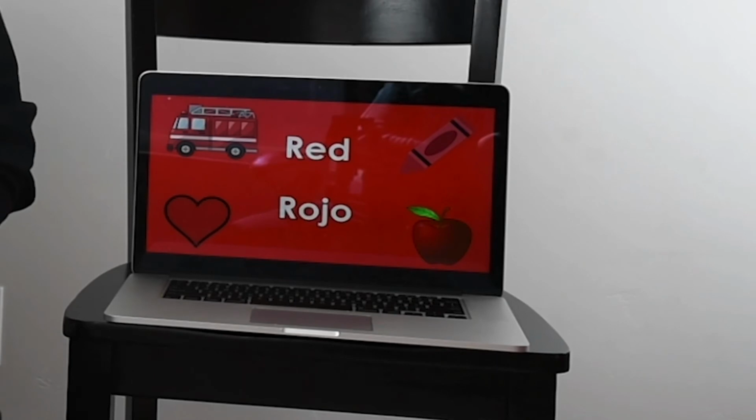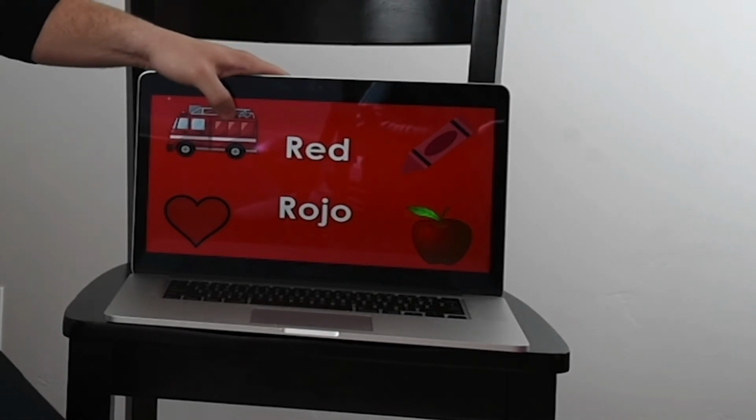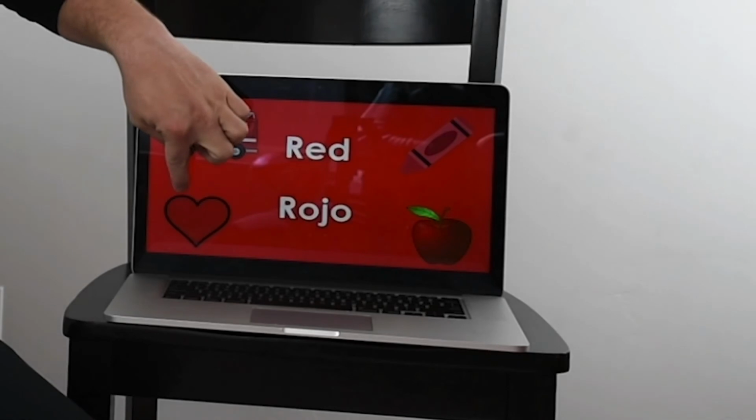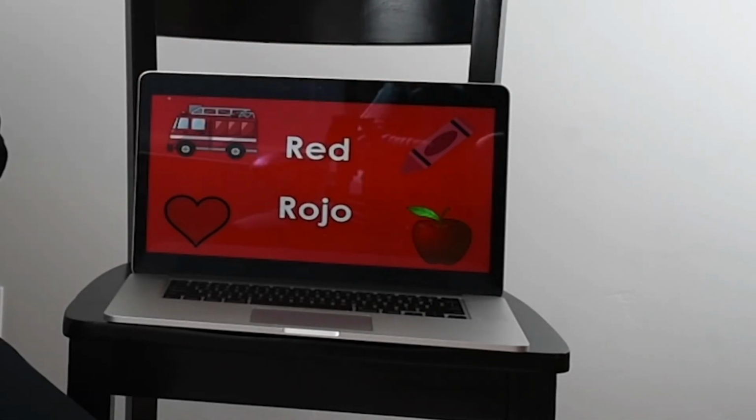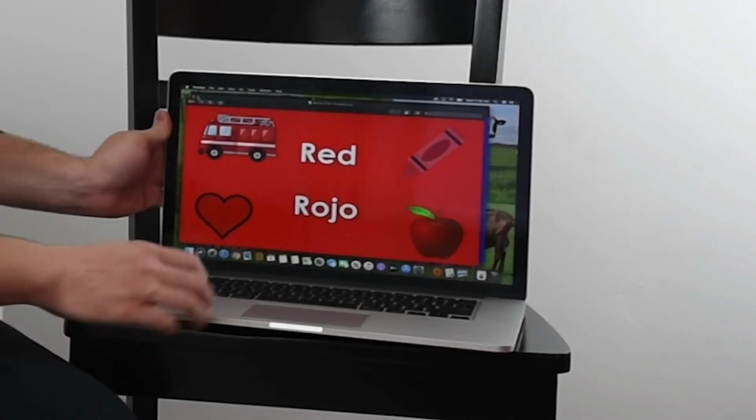So what are some things you can think of that are red? Mr. Matt found a couple things to put on his picture, like a fire truck is sometimes red, or maybe you find a red crayon, hearts, or apples. What are some other stuff you guys might be able to find around your house that are red? You can try to see if you can find different stuff around your house that is red.